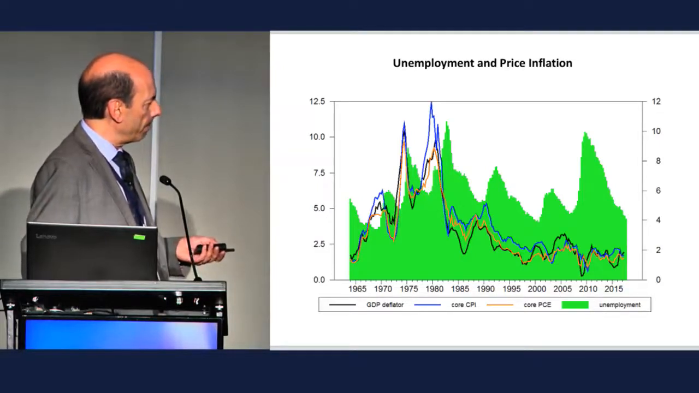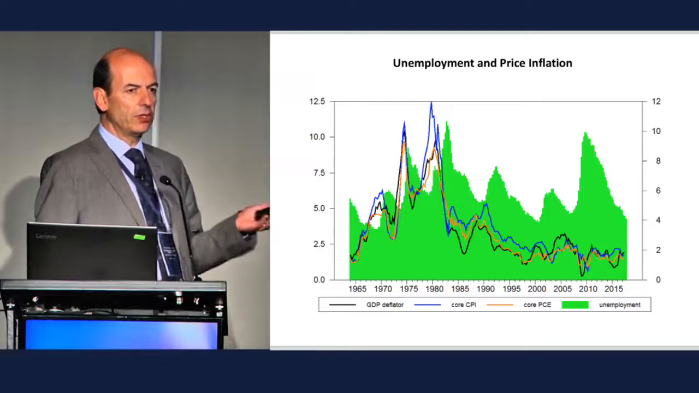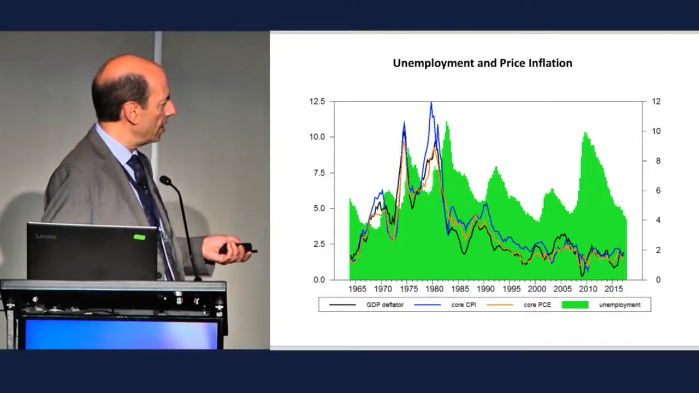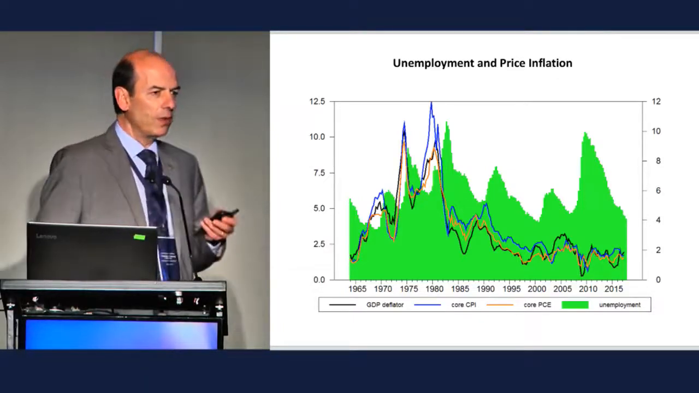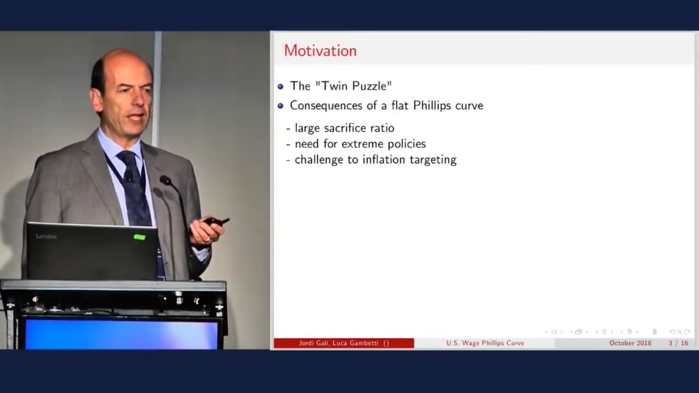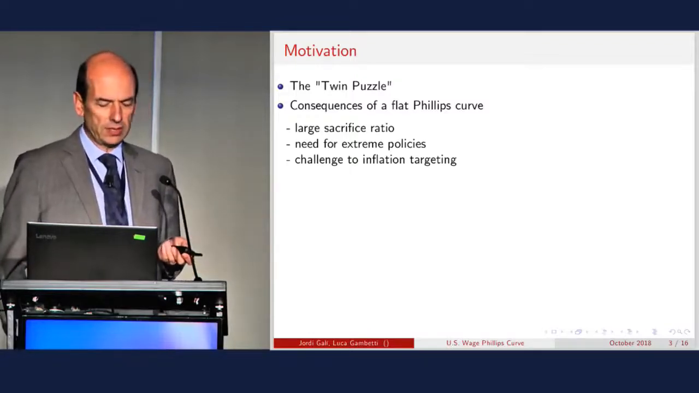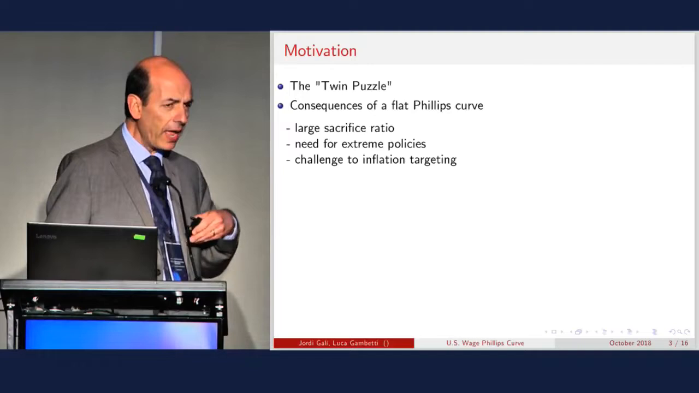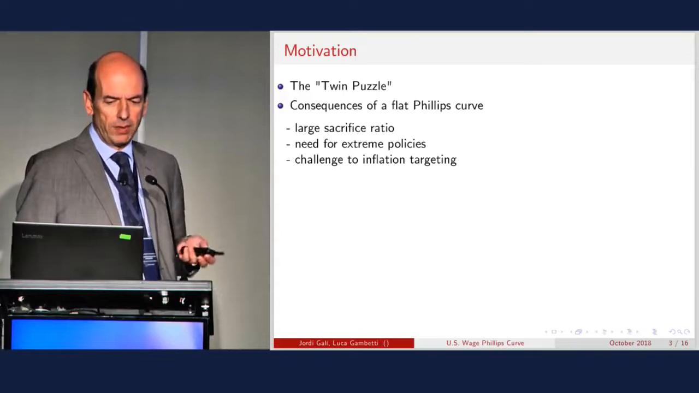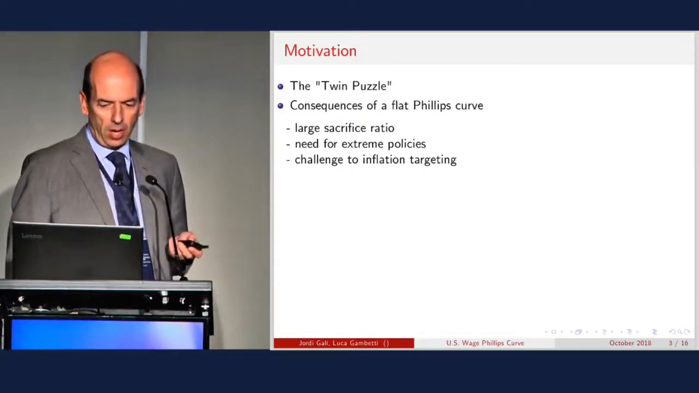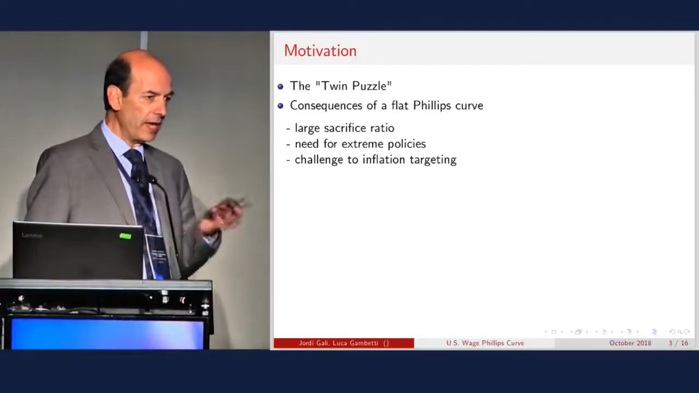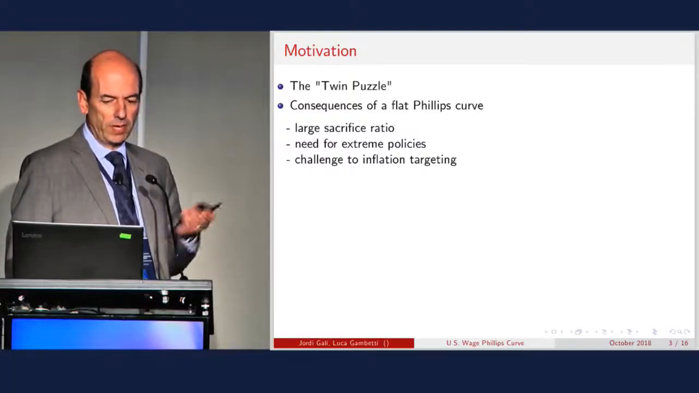So there was missing deflation during the recession and missing inflation during the recovery. Now, of course, this is important for central banks because a flatter Phillips curve, which is what that evidence seems to suggest, implies that if there are deviations of inflation from an inflation target, there may be a need for more extreme policies to be implemented. The sacrifice ratio associated with any permanent change in inflation will be larger.